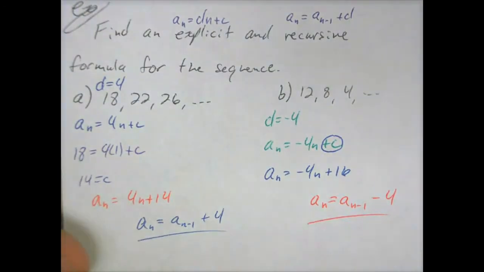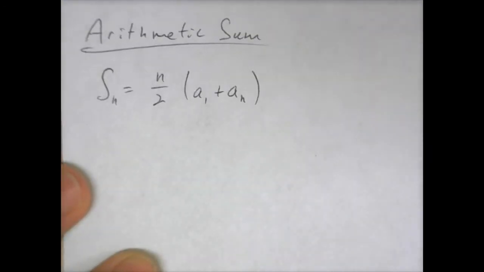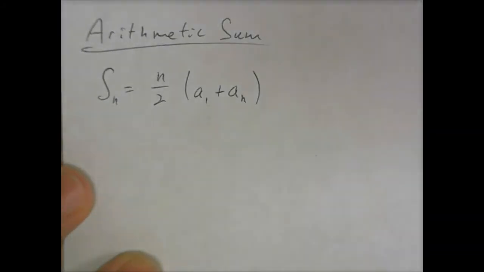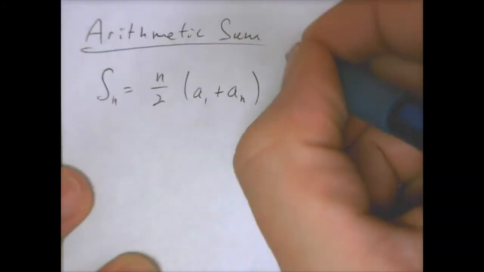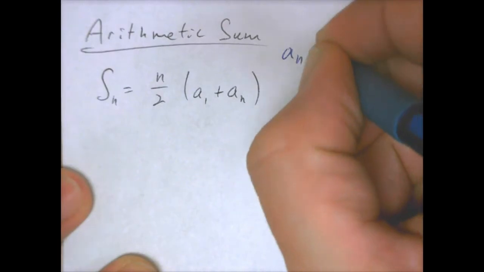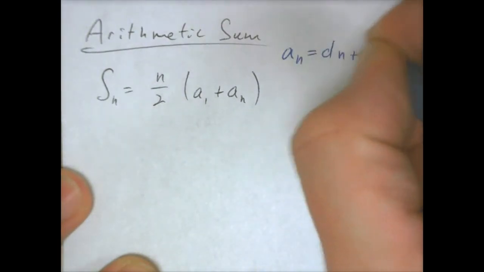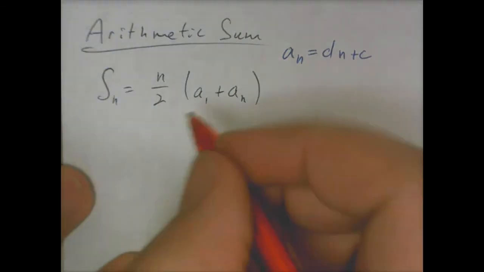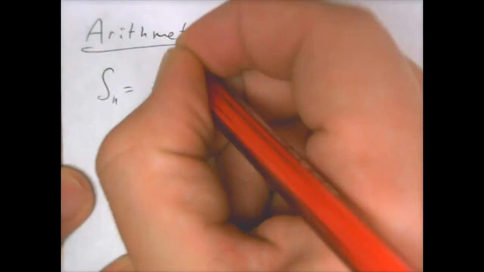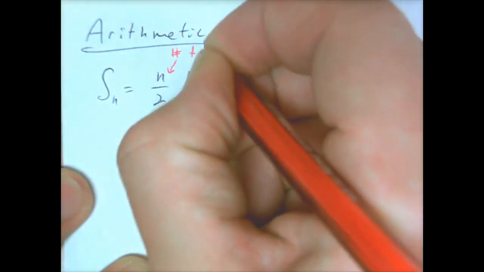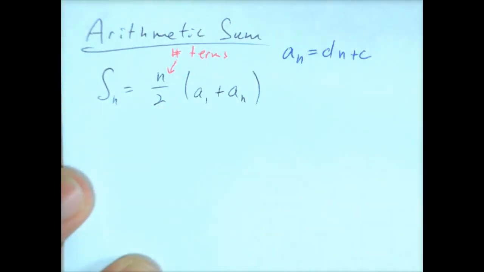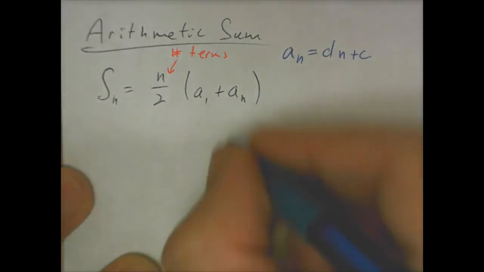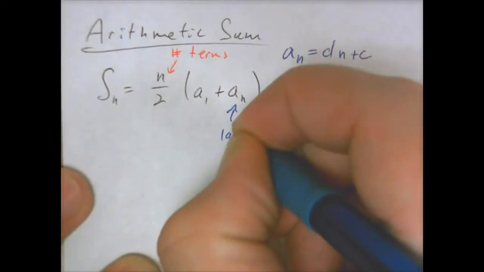Oh, happy day! All right, if we have a sequence of numbers, and we want to find the sum of that sequence, as long as this is an arithmetic sequence, so what I mean is, if it follows the rule dn plus c, if you can find a formula like that, then you can use this formula. This n is the number of terms you have. The a sub 1 is obviously the first term. A sub n will be your last term value.